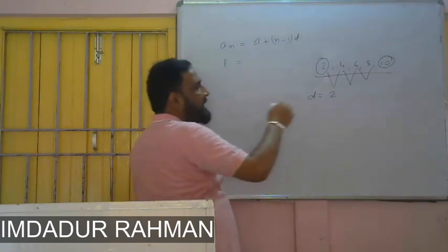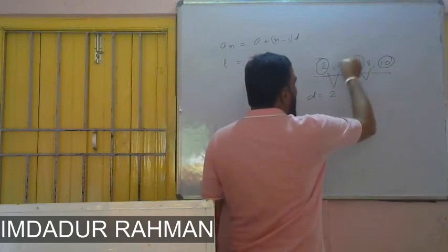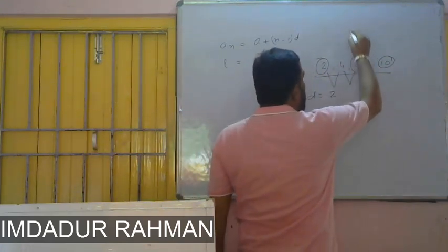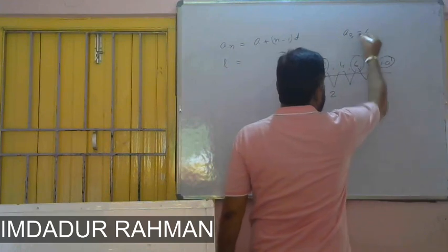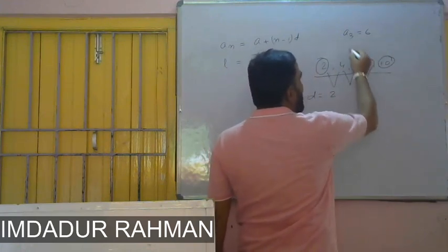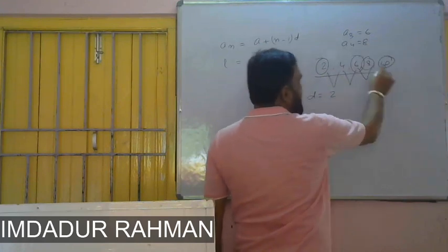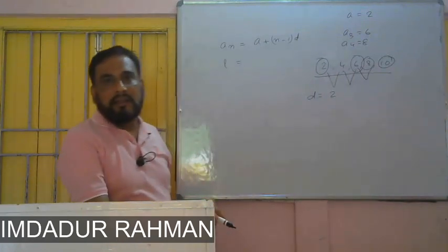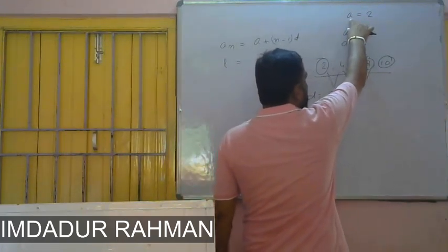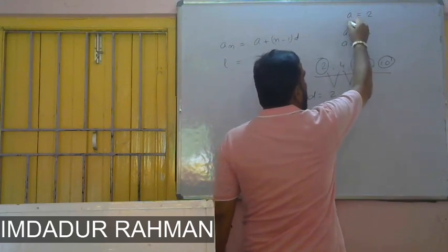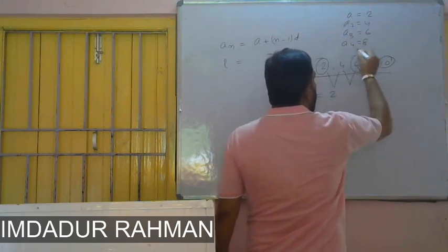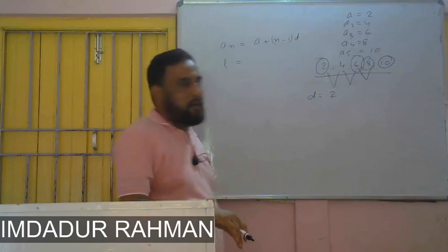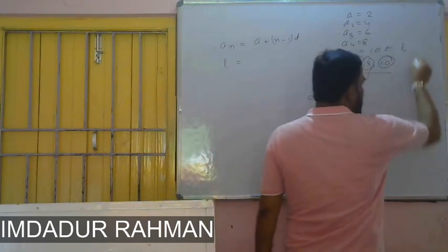And what is An? An is any term among the series. That is, 6 is the third term, so we will say that A3 is 6. Like this, 8 is the fourth term, A4 is 8 in this series. A is 2. A and A1 are the same. A is also called A1. A1 is 2, A2 is here 4, and A5 is equal to 10 in this series. And it is called L, that is, the last term.